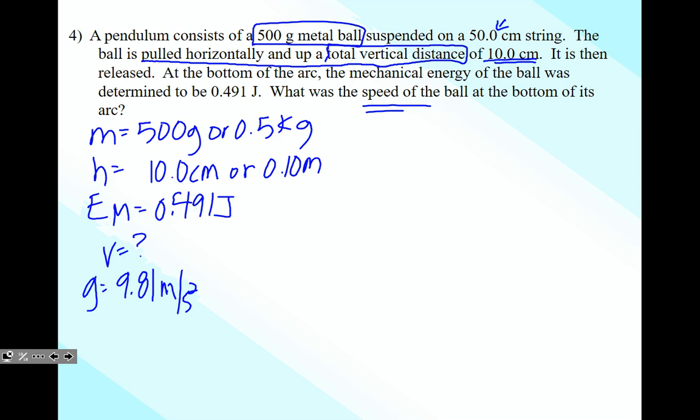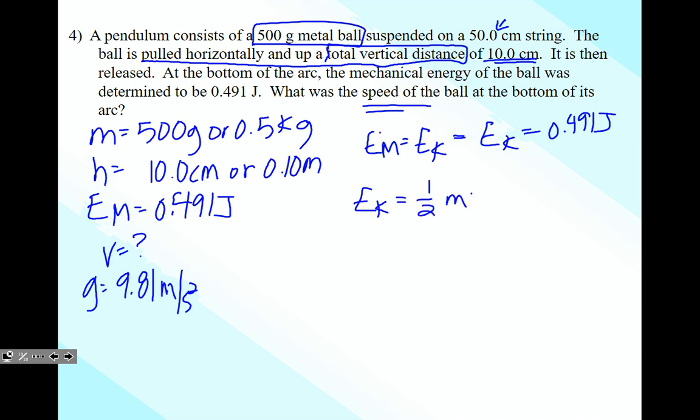So we know that our EM, because it says here, is pulled up a total vertical distance. So that's the total vertical distance. We know that EM is equal to EK in this case. So EK is also equal to 0.491 joules. Okay, so our EK is equal to 1/2 mv squared, and we know that our EK is 0.491 joules, which is equal to 1/2 times 0.50 kilograms times our v squared.